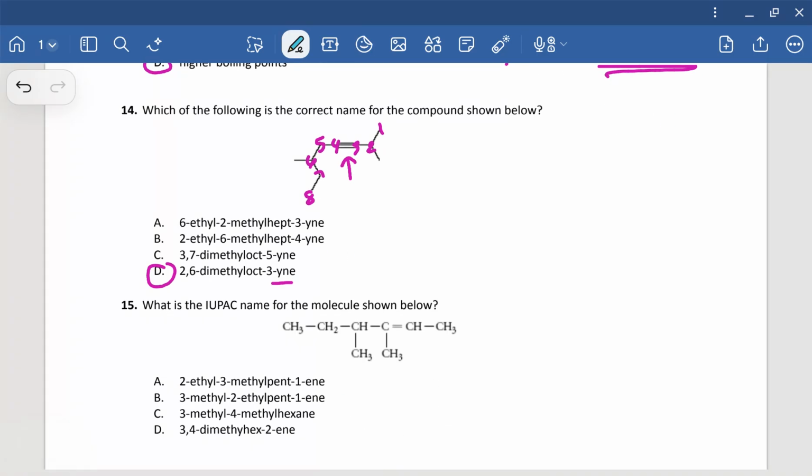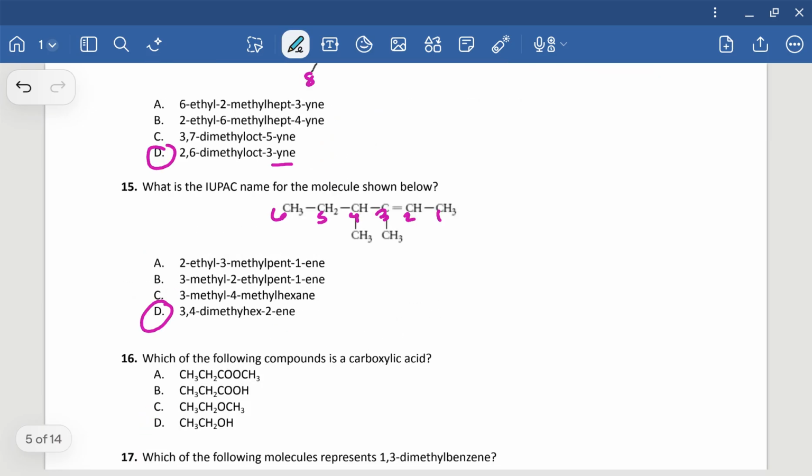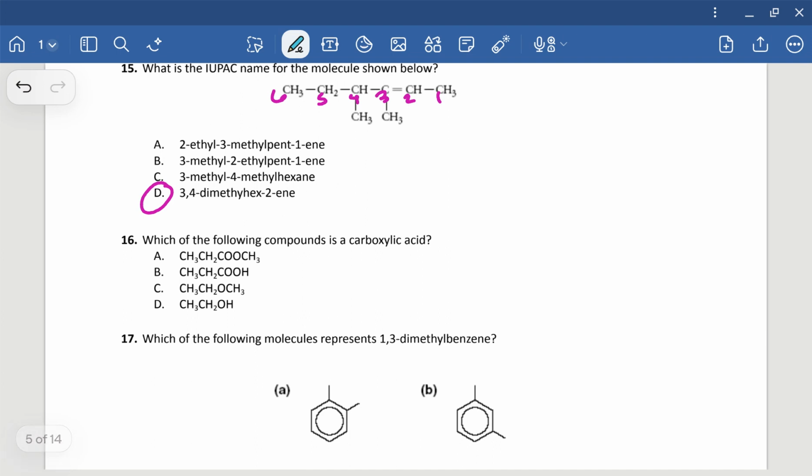Similar, another naming question. Numbering your carbons, again, start on the side that will give you the lowest number possible on the double bond, and then find your longest chain. So this one will be our 3,4-dimethyl hex-2-ene.